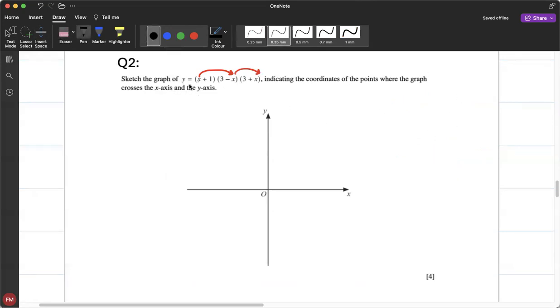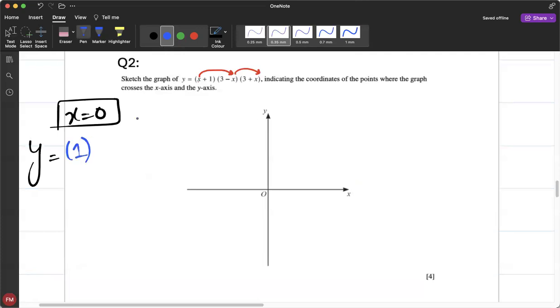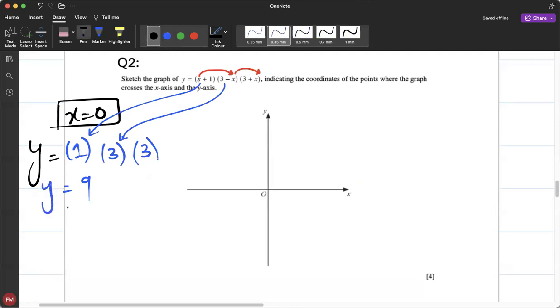So in this question over here, I'm just going to first figure out x value is 0. So let's identify if my x value is 0. X value as 0. So can I say this equation would be 0 plus 1. Similarly, 3 minus 0, that's just going to be 3. And finally, 3 plus 0, that's also going to be 3. That means my coordinate on the y-axis comes out to be (0, 9).